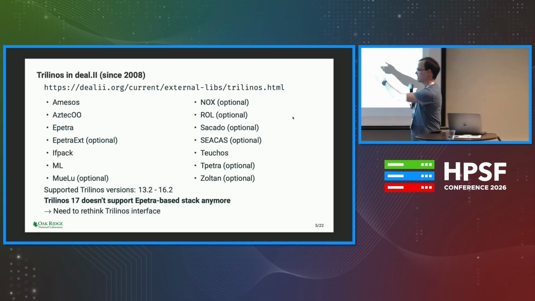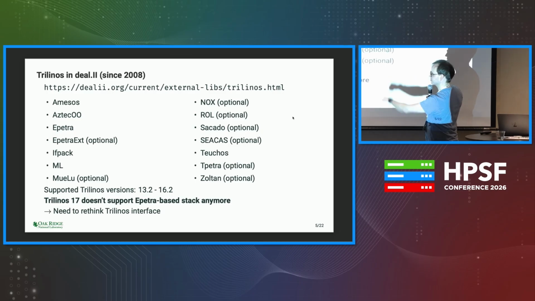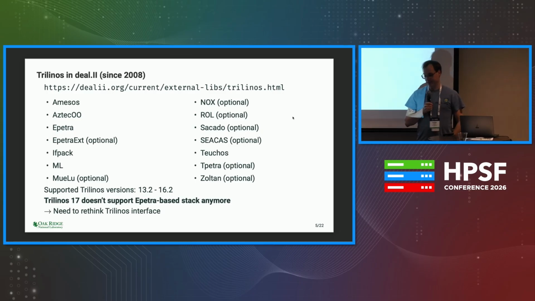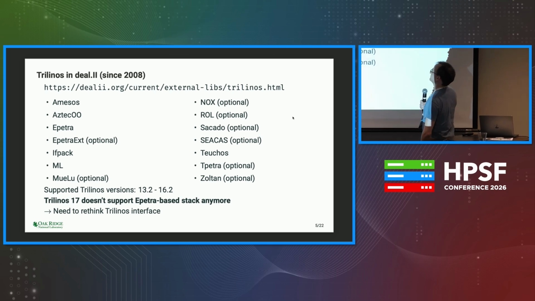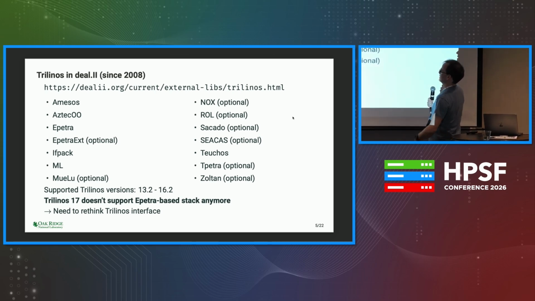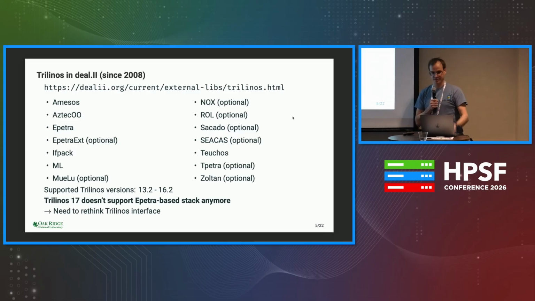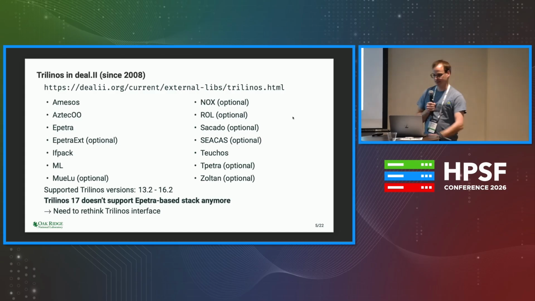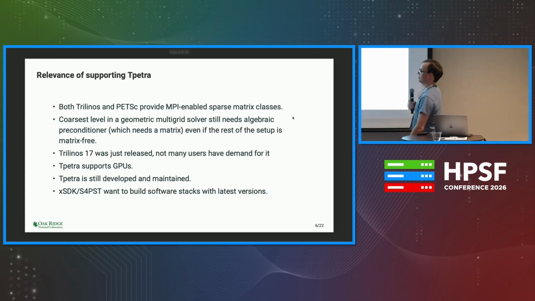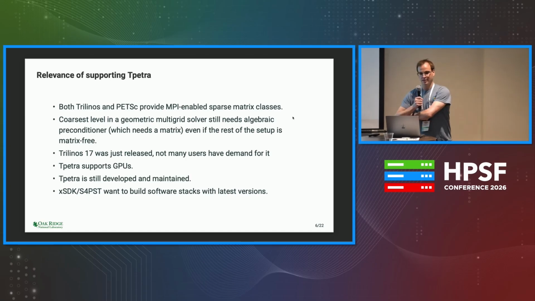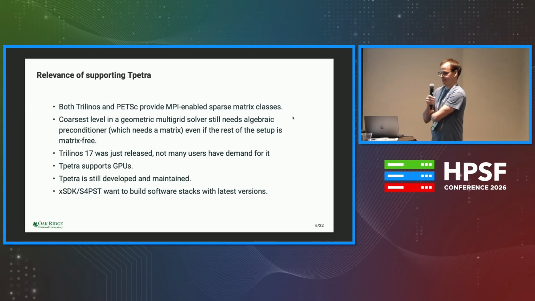So up to yesterday it was true of 13.2 to 16.2. Yesterday we finally merged something that we can actually configure with Trilinos 17, and so then we require either Epetra or Tpetra. But of course this forces us to rethink our Trilinos interface to a good extent. I mentioned that before. Why is Tpetra relevant for us?